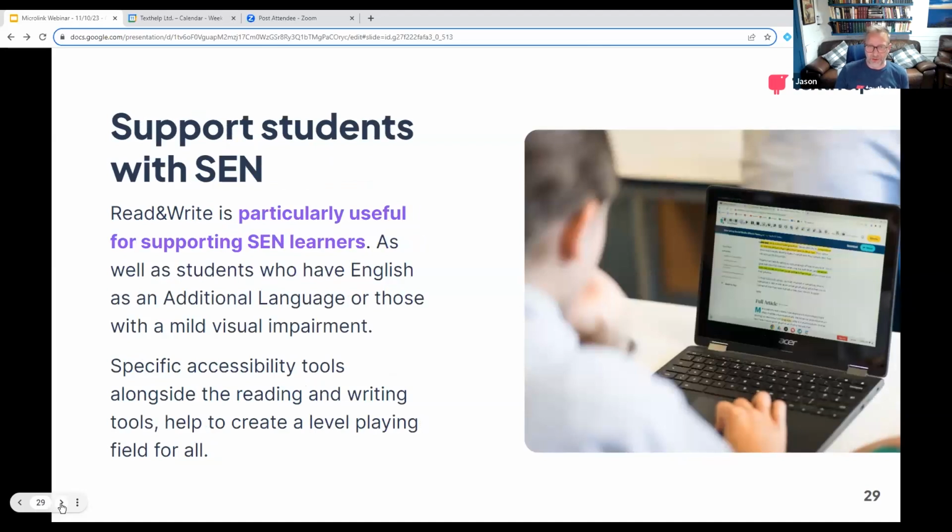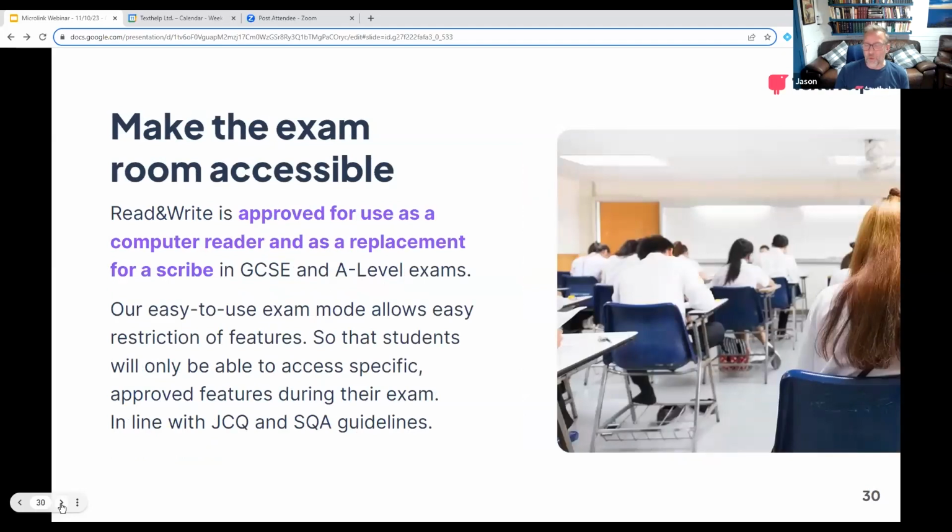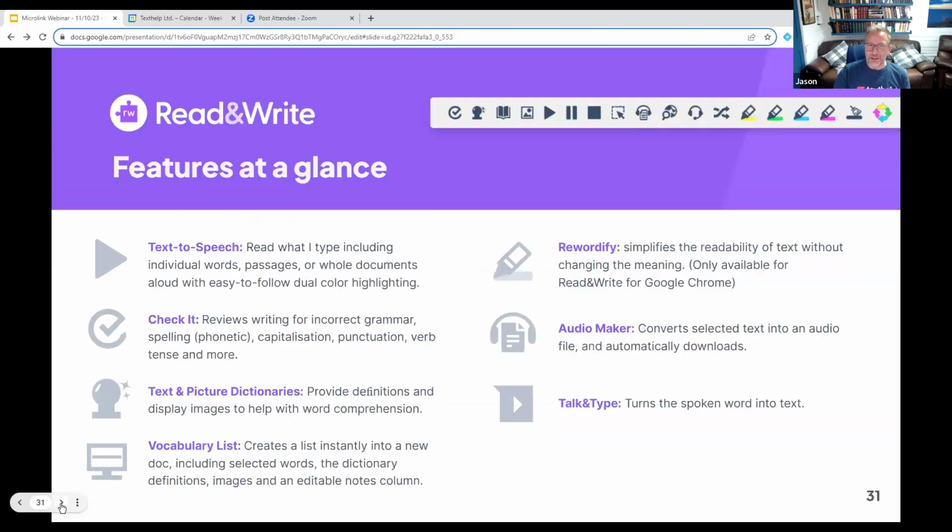There's a range of tools that, beyond those literacy, reading and writing tools, there's a range of accessibility tools that help create a level playing field for all those students. And as Richard will touch on at the end, we want to make the exam room accessible. So Read and Write is approved for use as a computer reader and as a replacement scribe in GCSE and A-level exams.